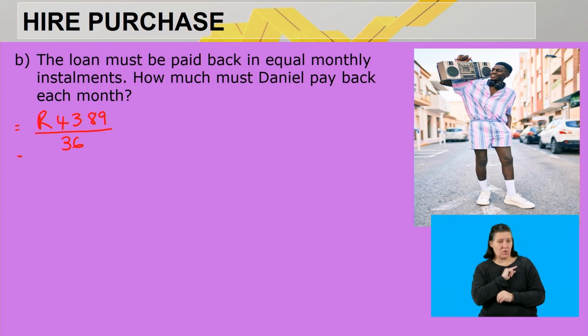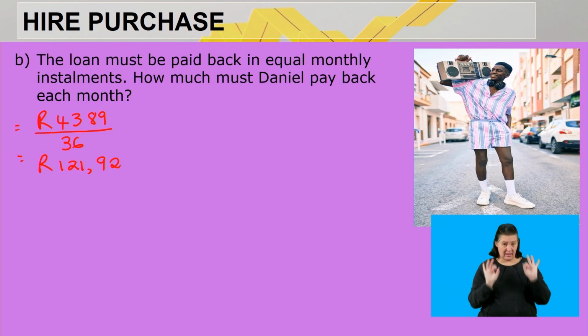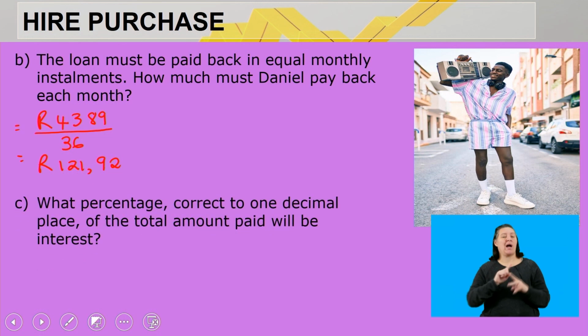He will have to pay back every month 121 Rand and 92 cents. Remember, guys, we round off money to 2 decimal places. I hope that's clear to you. I took the total amount to be paid back and divided that by the number of months in the 3-year period. Okay, let's look at another question.